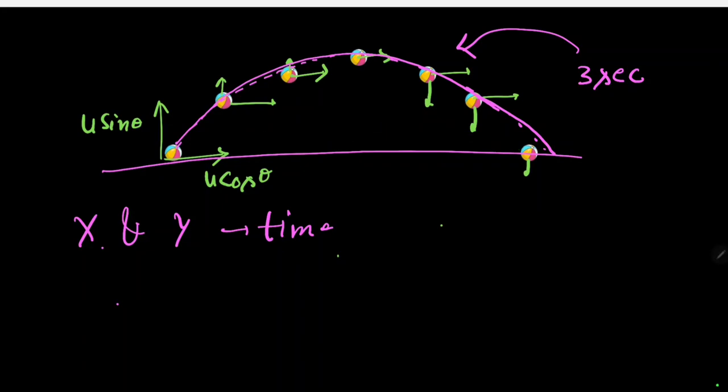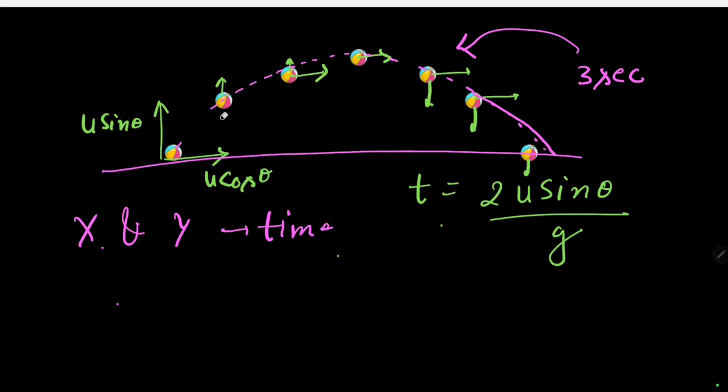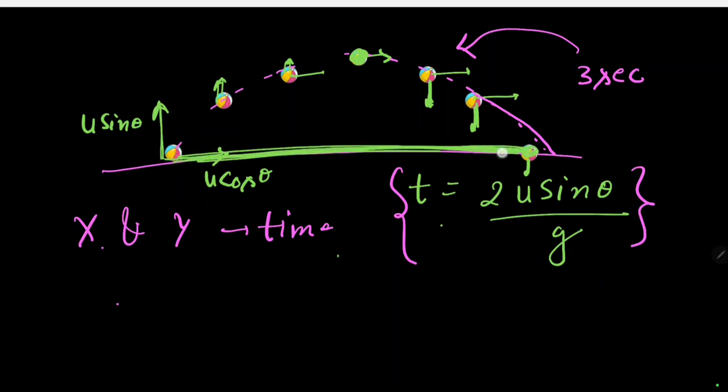In the previous part of the video, we already found out the total time of the flight was 2u sine theta over g. That means in 2u sine theta over g time, if I only look at the y-axis, this ball moves up, reaches 0 velocity, comes down and hits the floor. And if I look at the x-axis, in the same time 2u sine theta over g, the ball covers this distance in the x-axis, and this distance is called range.